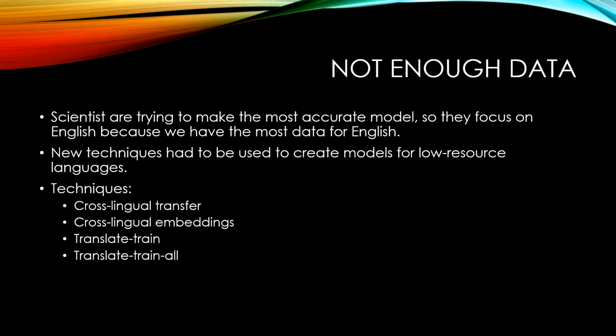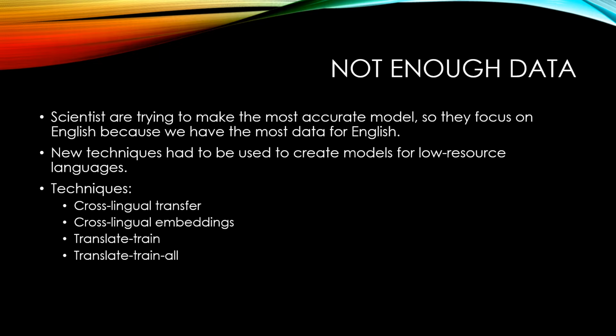Because most of the internet is written in English, most of the models have been made for English. This is because scientists are constantly trying to make the most accurate model, and to make the most accurate model, you need the biggest sample size. A lot of the other languages do not have a lot of text on the internet, and so they often get left out of the new advances in NLP.